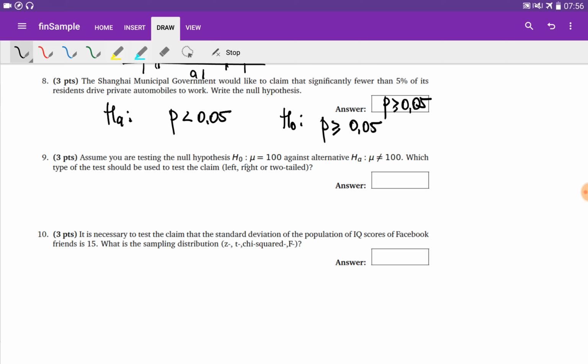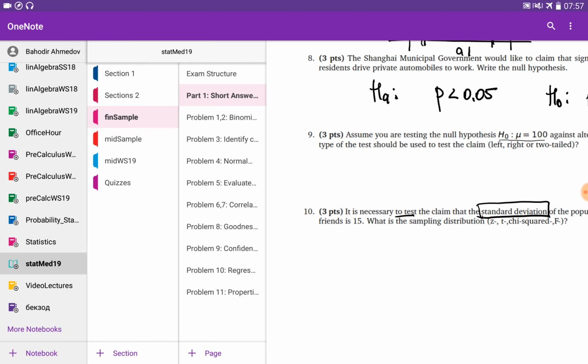Assume that you are testing the null hypothesis against the alternative hypothesis. Which type of test do we need to use in order to identify this? We need to always look at the sign of the alternative hypothesis. Since this is a non-equality sign, it means that we need to use the two-tailed test. It is necessary to test the claim that the standard deviation of the population of IQ scores of Facebook friends is 15. When we're testing hypotheses about the standard deviation, we need to use the chi-square test or chi-square distribution. So now let's go to the problems from the second section.